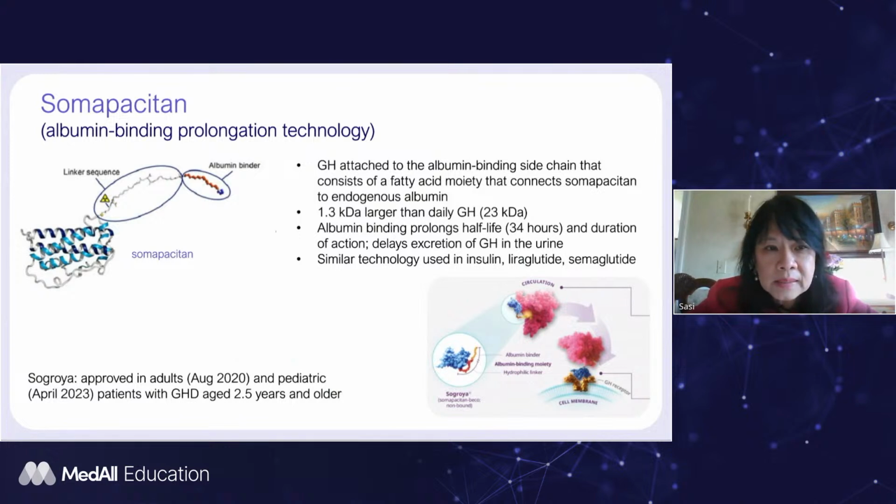somapacitan. This one is done by binding to endogenous albumin, with a linker attached to the growth hormone. The size of this growth hormone molecule is slightly larger than the daily growth hormone, being 23 kilodaltons instead of 22. So this albumin binding prolongs the half-life and duration of action. This is the same technology as the other long-acting insulin or semaglutide.